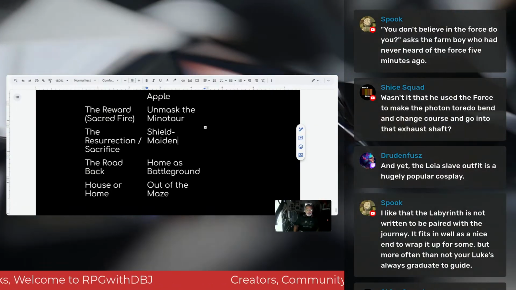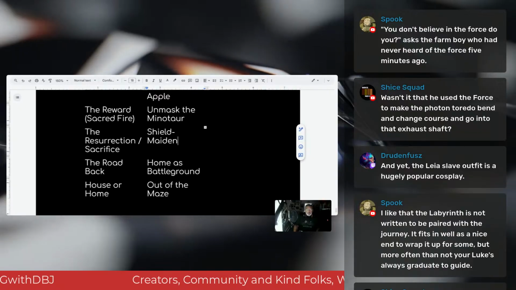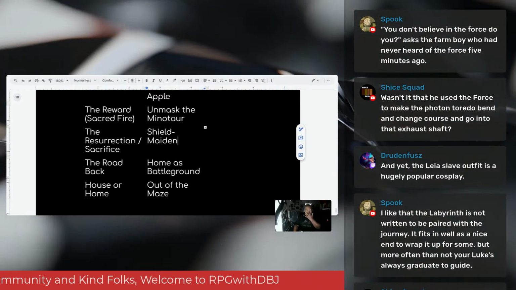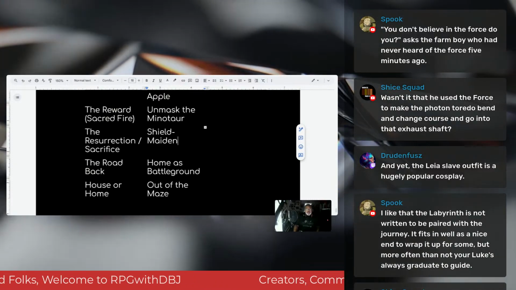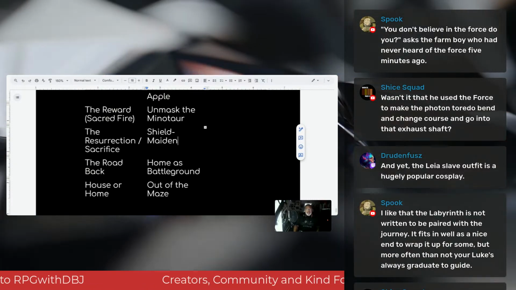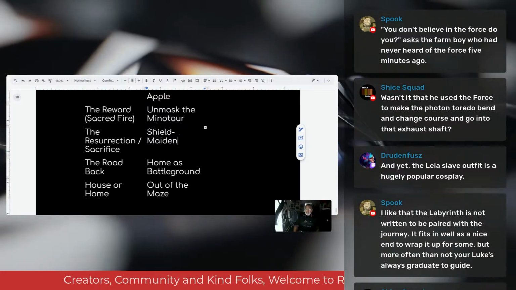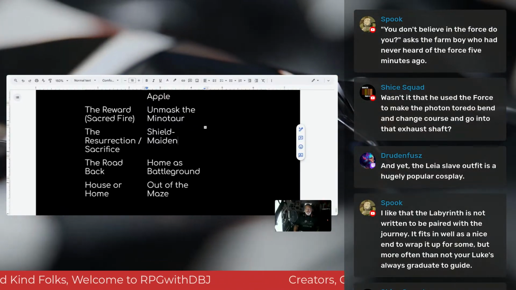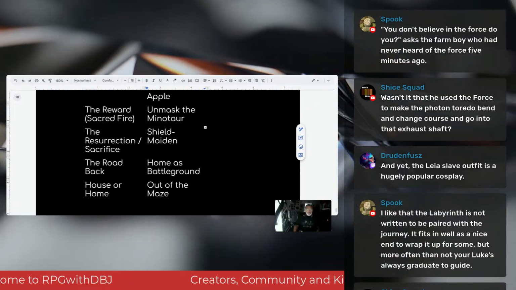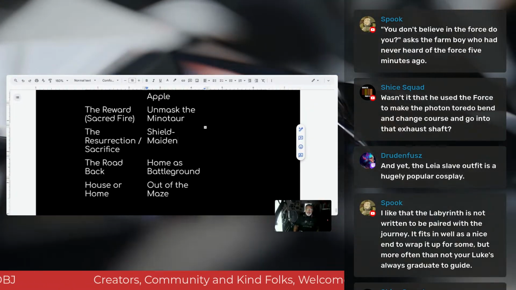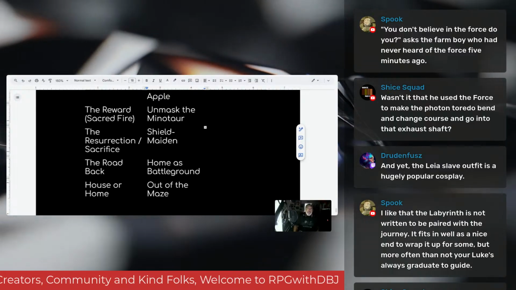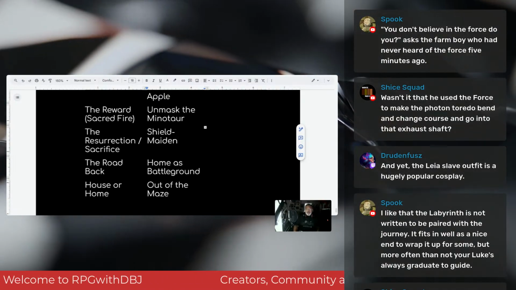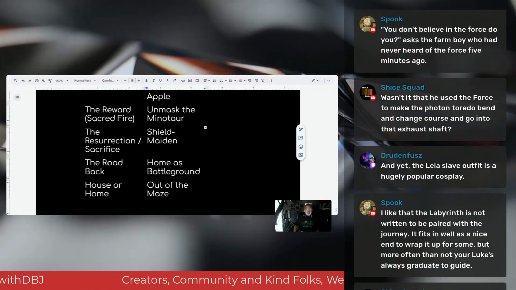And then we have this in the Labyrinth on the other side, home as battleground and out of the maze. I wrote it down as out of the maze because basically the Labyrinth either is solved and our character solves it for everyone, or our character is singular getting out of the Labyrinth, but eventually they learn what the Labyrinth is. They master the Labyrinth, like a crime detective who understands the seedy underbelly.